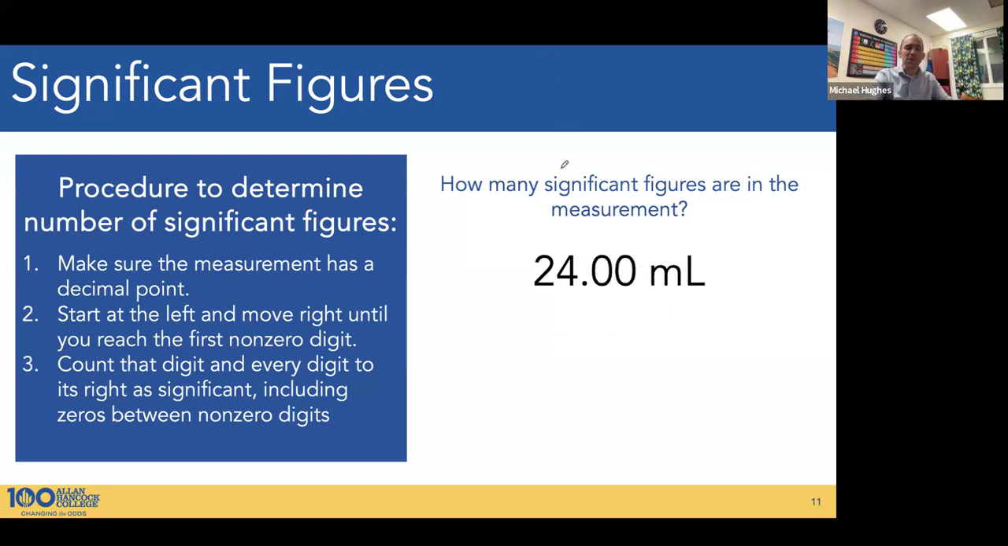And one more, this is a number reminiscent of something you might calculate in a chemistry lab, 24.00 milliliters. How many significant figures do we have with this measurement? Check that there's a decimal point. Yes, start at the left. Find the first non-zero digit, which is 2, and move to the right, counting every digit after, 1, 2, 3, 4. This 24.00 milliliters has 4 significant figures.